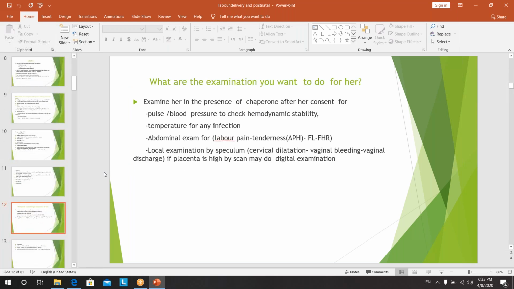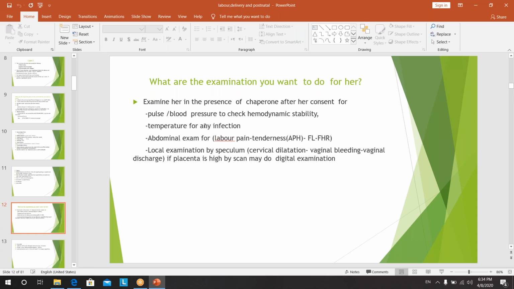The examiner will go to the next question and ask you about the examination. And please don't jump to any question unless the examiner asks you about it. So now the examiner will ask you: what is the important examination you want to do for this patient? Systematically also: vitals, abdominal, and local. You will say, I want to examine this patient in the presence of a chaperone after taking her consent. Don't forget this point. Don't forget the chaperone and the patient consent, which will be considered patient safety also, even in the structured discussion task.